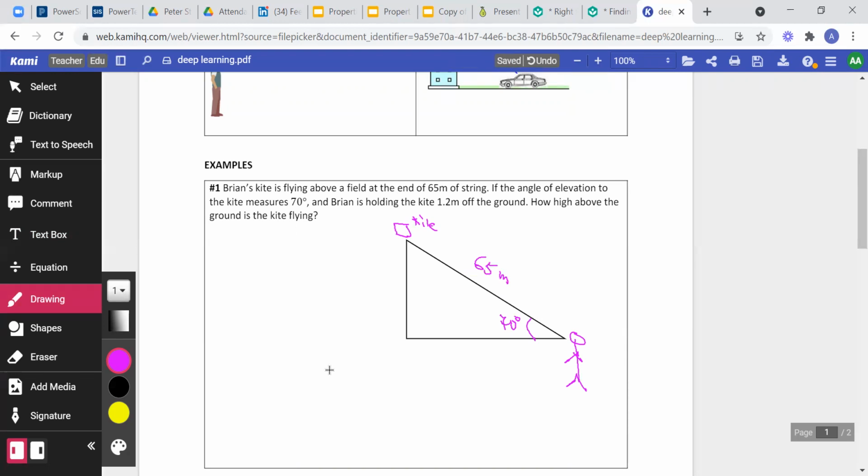in the sky. So we want to know the distance at which the kite is from the ground, knowing very well that Brian is standing on the ground somewhere here. This is ground, okay? So we want to know the whole of this distance, whereas we know this part of the distance, and we know that from the ground to the height of Brian's hand is 1.2 meters.